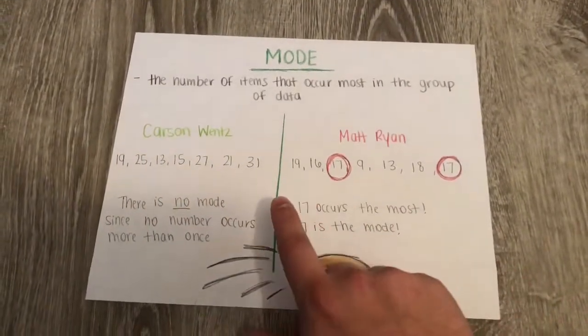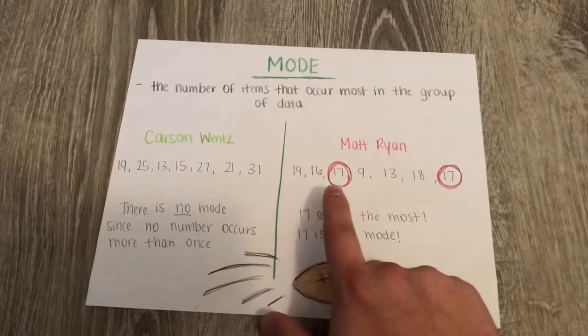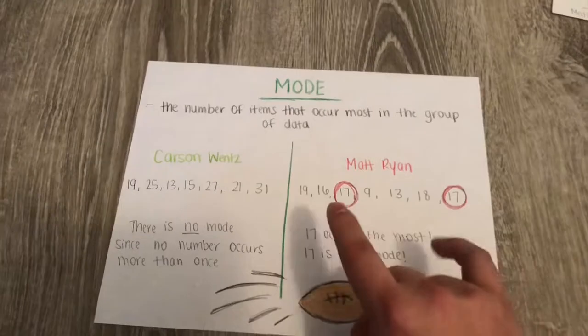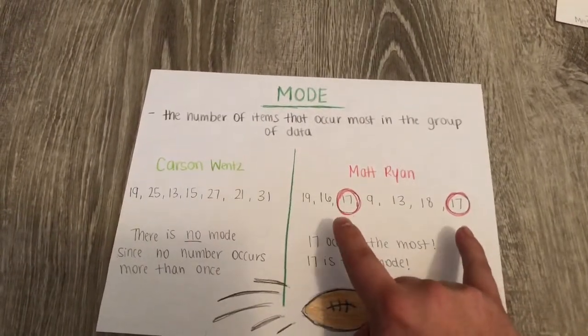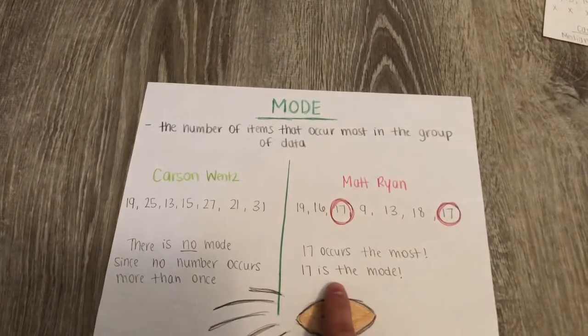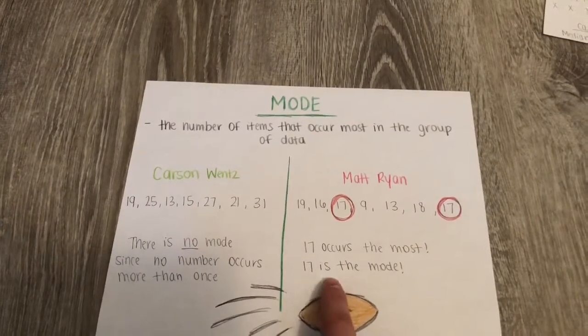When I look at Matt Ryan's data, he has 17 occur twice and the rest only occur once. So since the mode is the most often, 17 would be Matt Ryan's mode. It's the one that occurred most.